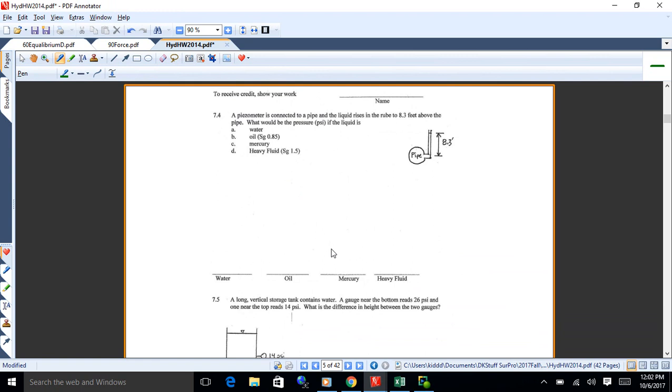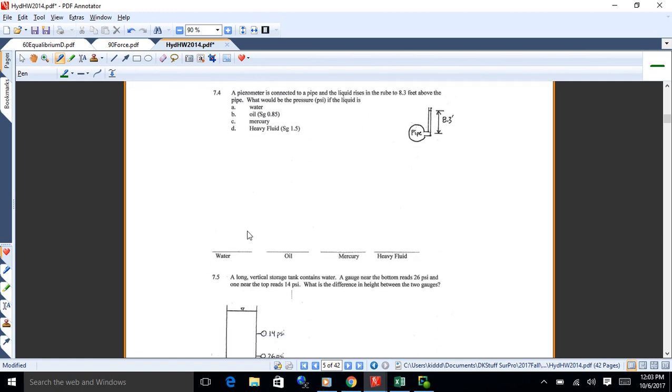Number 4, you have to figure in the specific gravity as well. I would probably just find the water pressure first, and then take that and multiply it by the different specific gravities. And y'all know the specific gravity of mercury? Yeah, 13.6. So the specific gravity of mercury is 13.6.